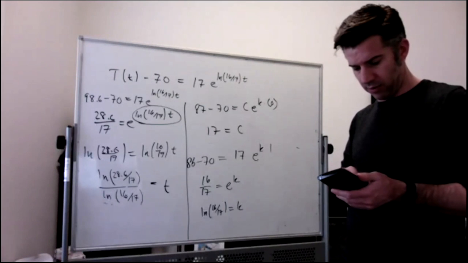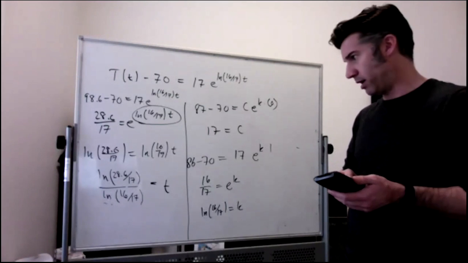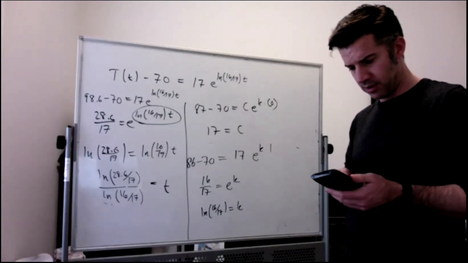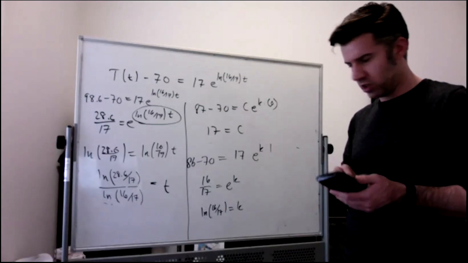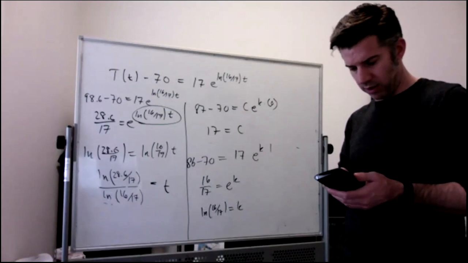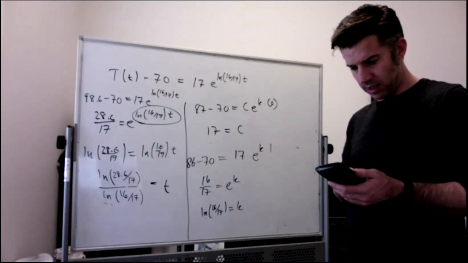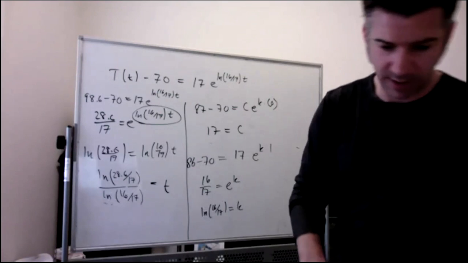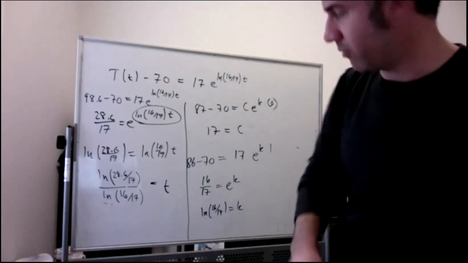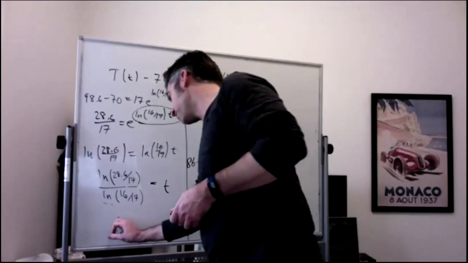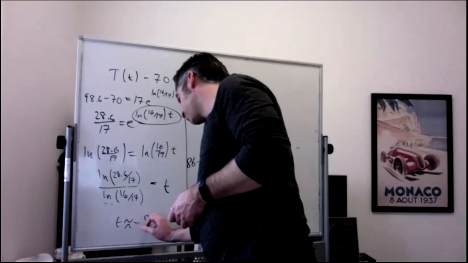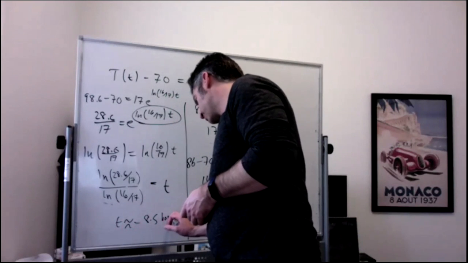Natural log of 28.6 divided by 17 is 0.5-ish, divided by the natural log of 16 divided by 17 ends up with negative 8.58. Let's round up to negative 8.5. So the time of death is about negative 8.5 hours.